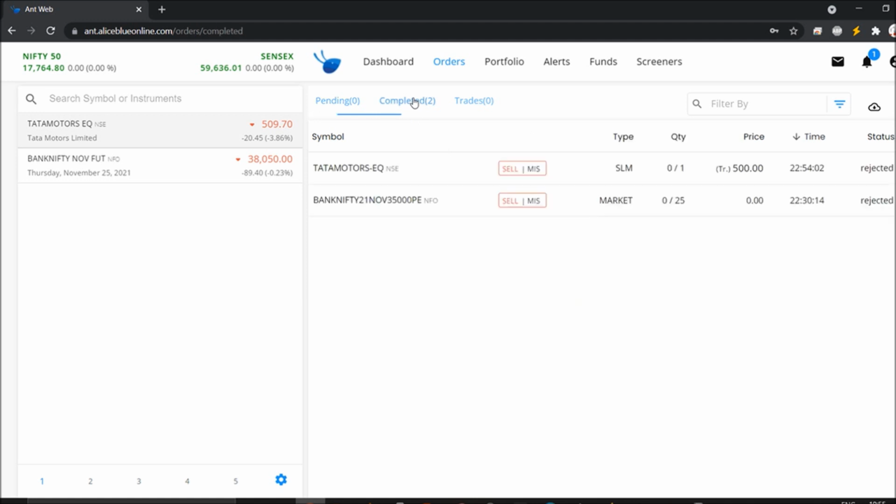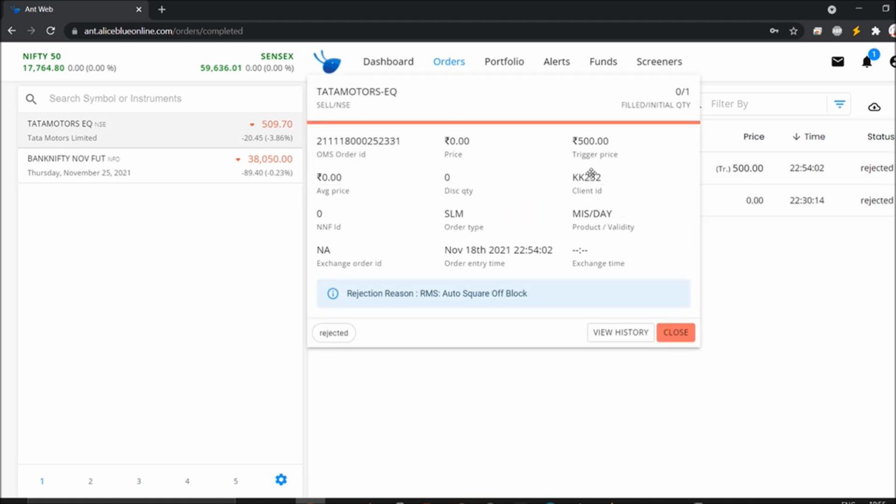I think it is completed, which I can show you. So this is the stop loss market order, SLM we can say. It has a 500 rupees trigger price, and since we are not in market hours, that's the reason it is not executed. Otherwise it will get into pending orders, and whenever the price reaches 500 rupees, the order will get triggered.